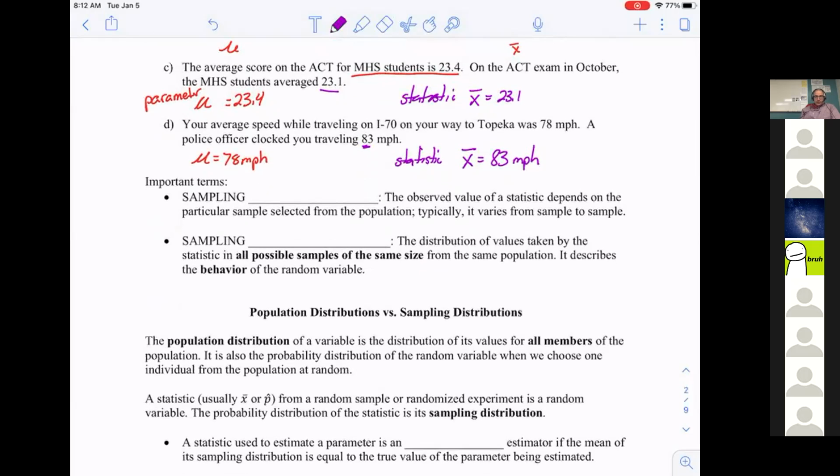Important terms. When we talk about sampling variability, the observed value of a statistic depends upon the particular sample selected from the population. Typically, it varies from sample to sample. And hopefully in the movie activity, we'll see what happens to sampling variability when I talk about samples. So now instead of looking at a chart of the entire population, we're going to be looking at a chart of all the possible samples of sample size blank.